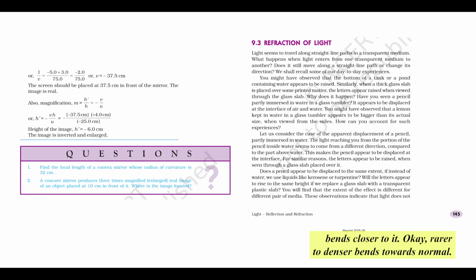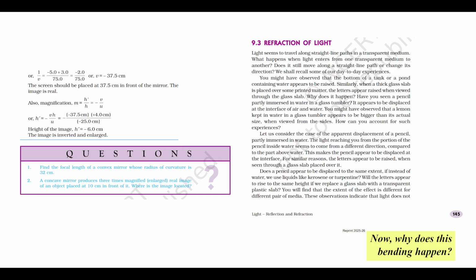Okay, rarer to denser bends towards normal. Second, as light exits the glass, denser back into the air, rarer, it bends away from the normal. It bends further away from that perpendicular line. Denser to rarer bends away from normal. Correct. And an interesting result for a rectangular slab is that the emergent ray coming out is parallel to the incident ray going in, but it's shifted sideways. This is called lateral displacement.